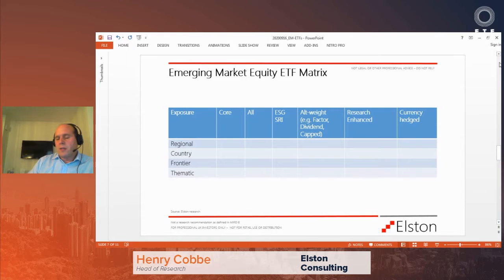Next, so we've looked at the drivers, we looked at the flows. What about the metrics?